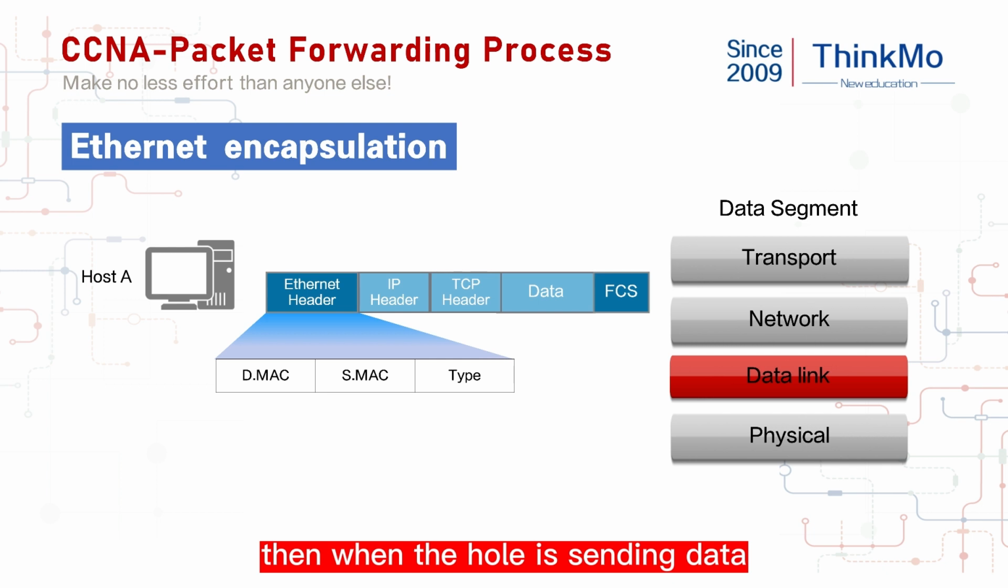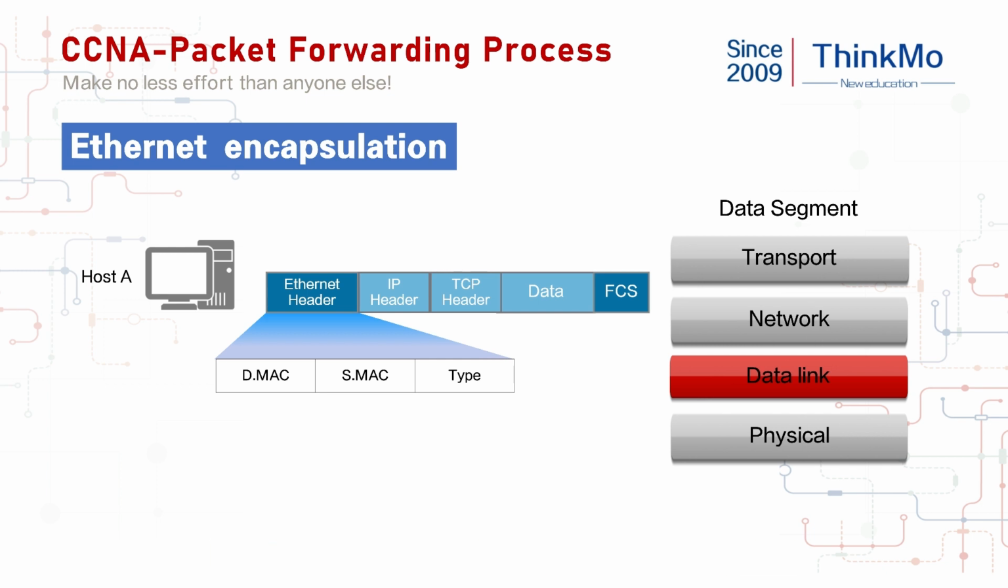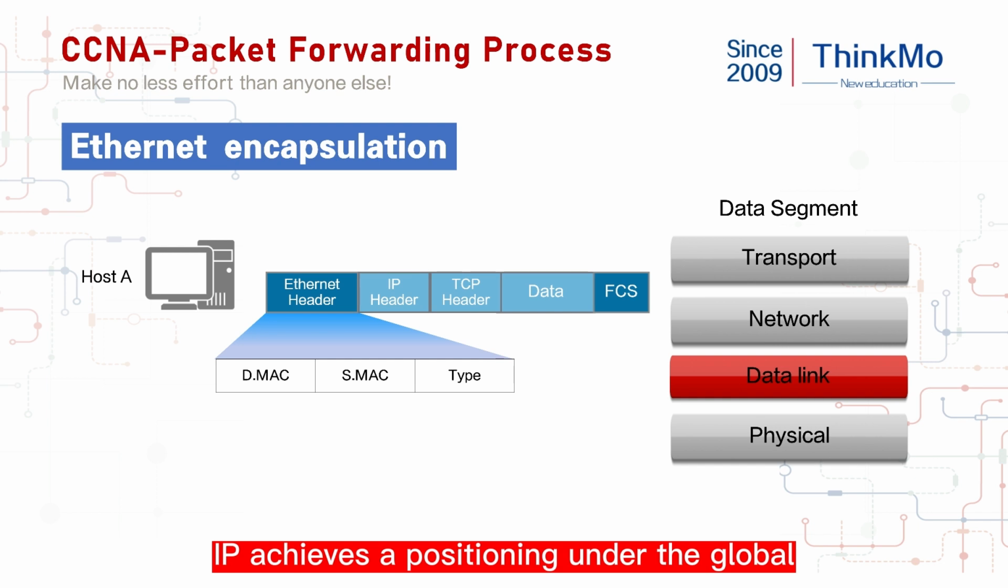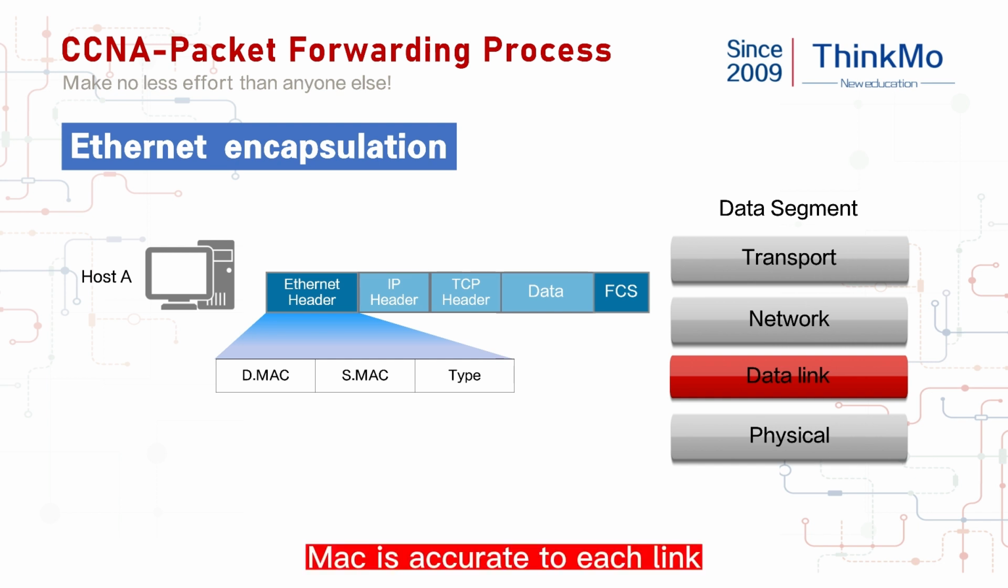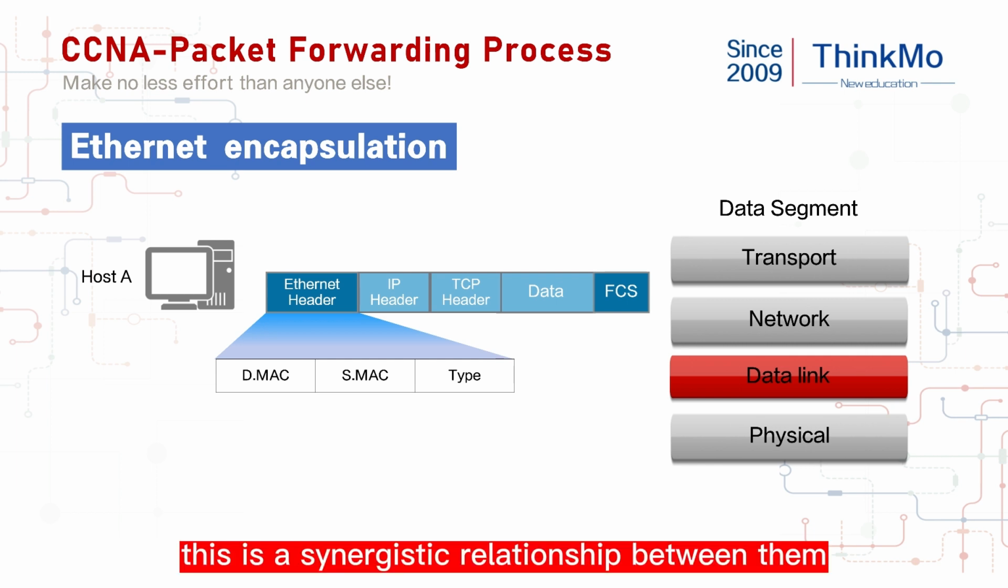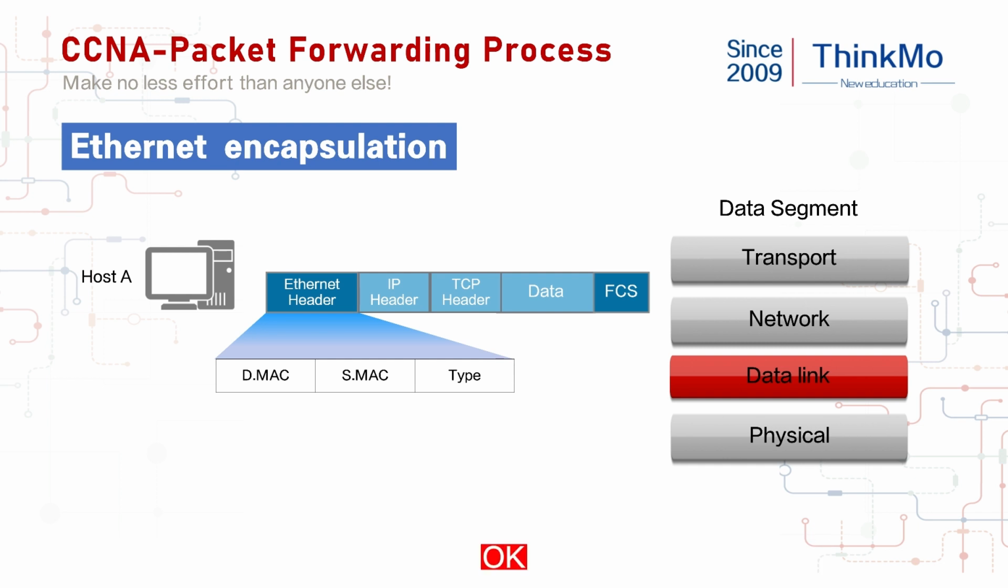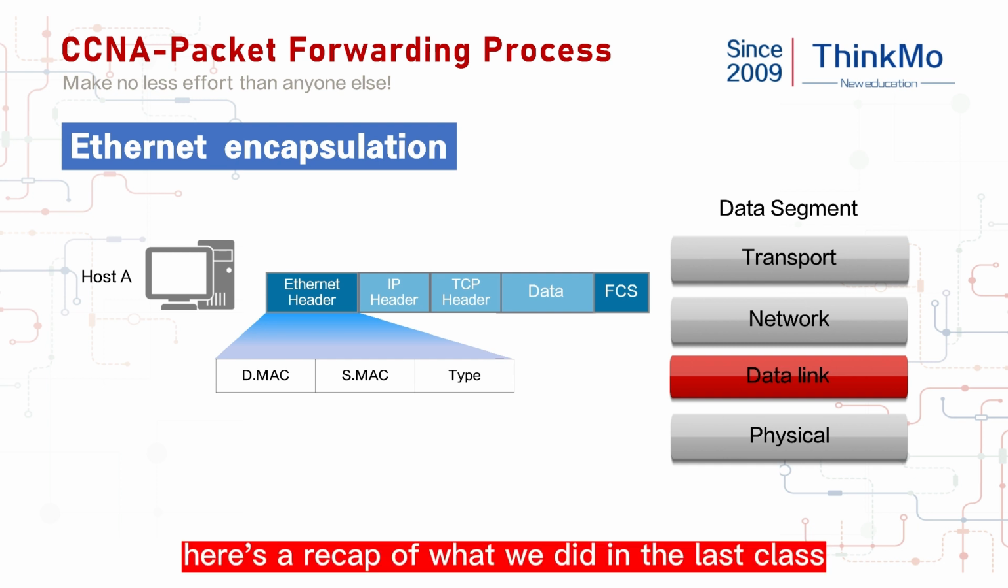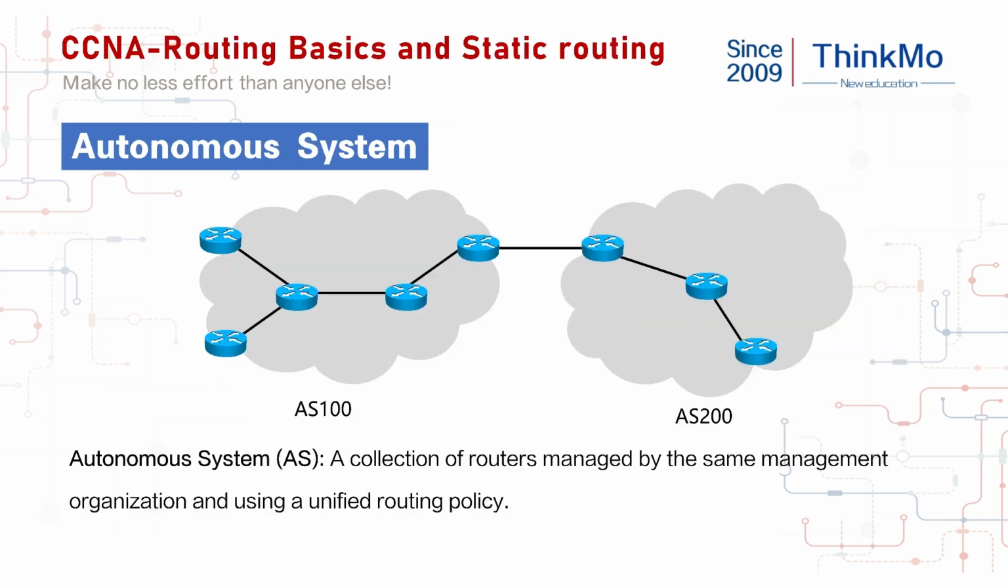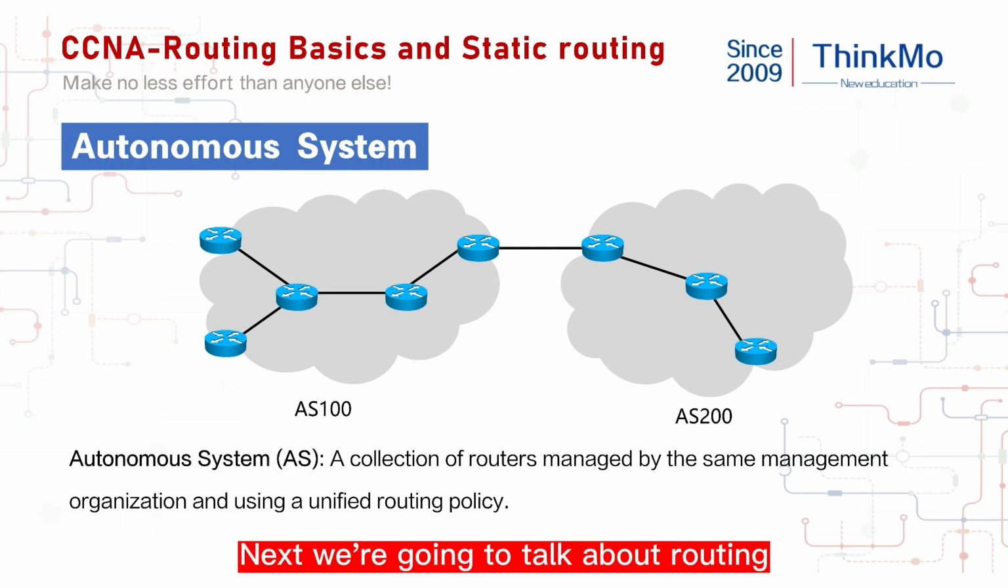Then when the whole is sending data, IP and MAC always work together. IP achieves positioning globally. MAC is accurate to each link. Together they complete accurate forwarding. This is the synergistic relationship between them. Okay, that's a recap of what we did in the last class. Next we're going to talk about routing.